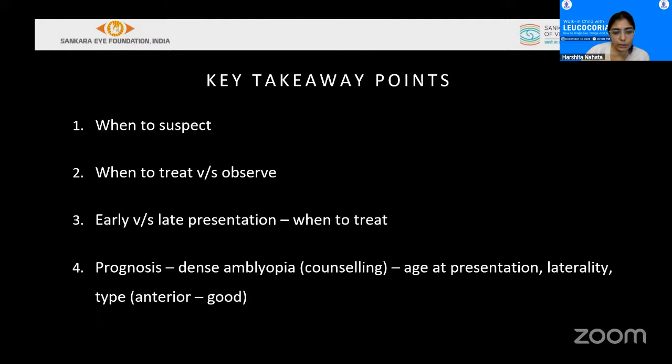or if while doing lensectomy we notice that there's a retinal detachment in the posterior segment. Early versus late presentation is important, because patients who present early and are treated early tend to have a good prognosis, as the amblyopia would not have set in by then. Another thing is the laterality. Unilateral and anterior types have been known to have a good prognosis, but the bilateral and the posterior or combined types have been known to have a worse prognosis.